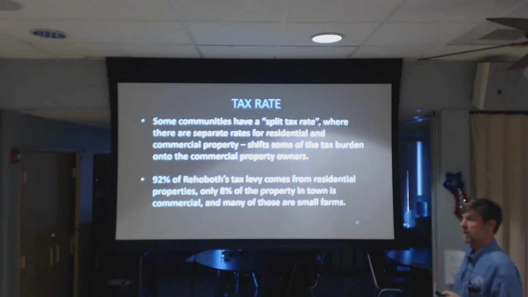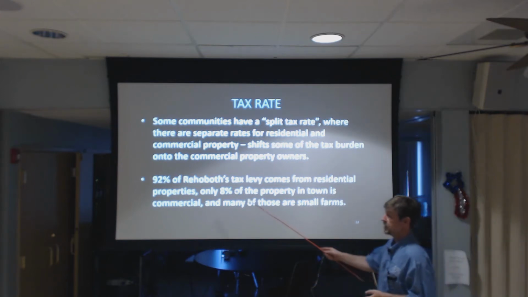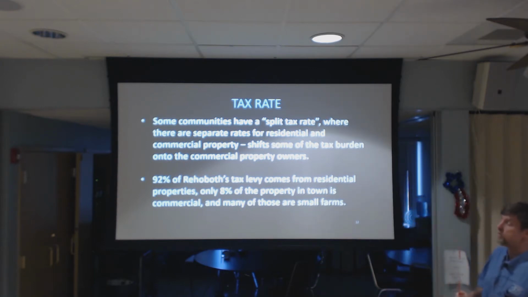Now, some communities have what's called a split tax rate, where there are separate rates for commercial and separate rates for residential. And what that allows communities to do is shift some of the burden from the residential taxpayer to the commercial taxpayer. That works out very well in communities that have a significant commercial tax base. Seekonk, for example, or South Attleboro, or Foxborough. Unfortunately, in Rehoboth, 92% of our tax levy comes from residential properties. So we do not have a significant amount of commercial property in Rehoboth.